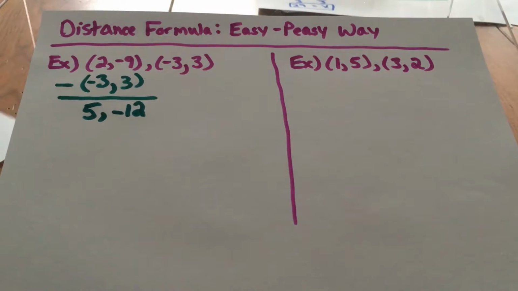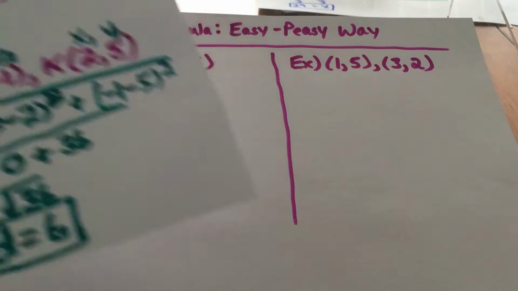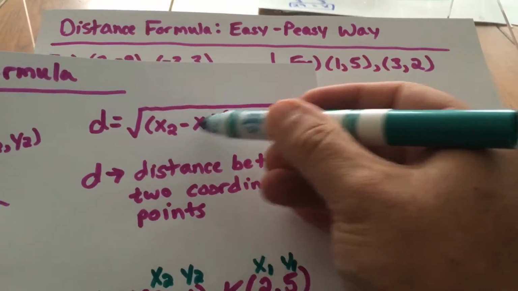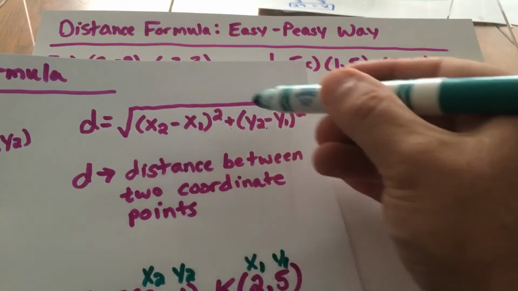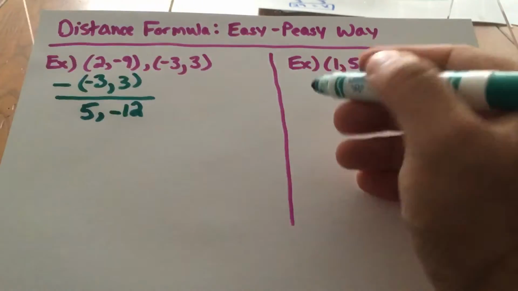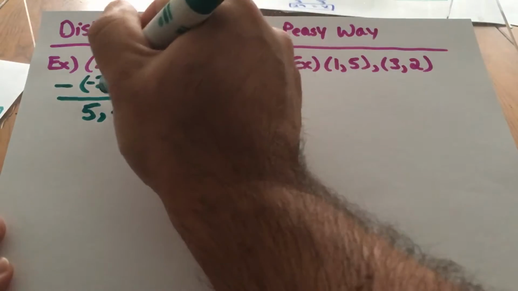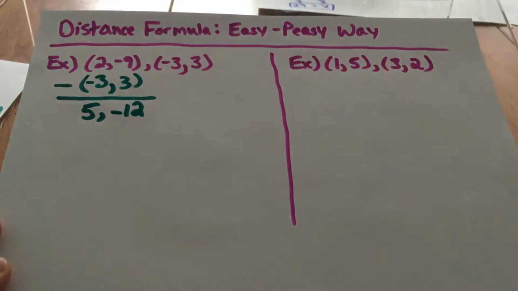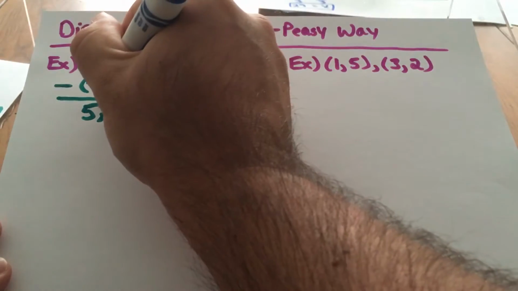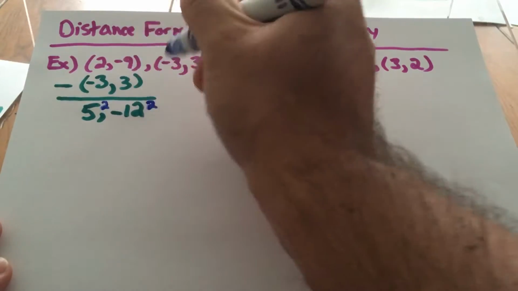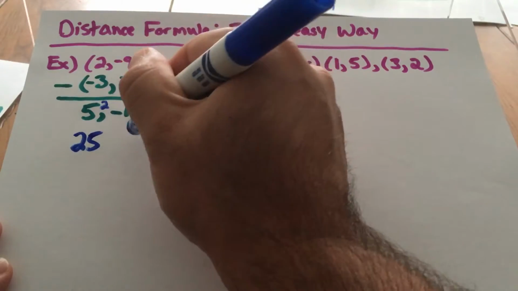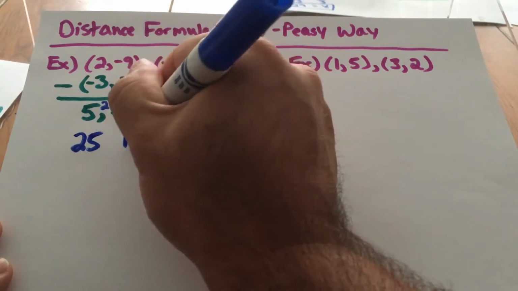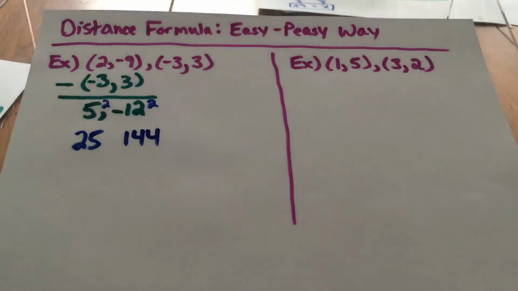Notice what happens after you subtract the coordinates. What you're going to do is square each of them. You've got to square them. So in this easy way, you square both of these. In this case, I've got to do 5 squared and -12 squared. 5 squared is 25. -12 squared is 144. Remember, if you take a negative number and square it, it makes it a positive.